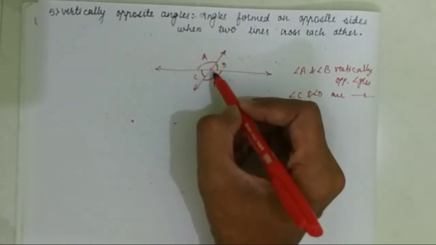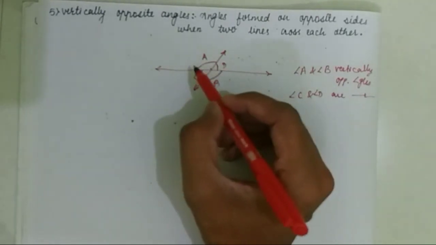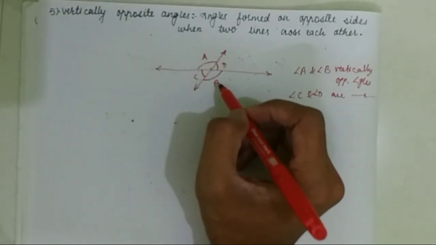means दो एंगल जो एक दूसरे के सामने बन रहे हैं, ये इसके सामने बन रहा है, ये इसके सामने बन रहा है, तो ये दोनों क्या होंगे? Vertically opposite angles. Understood?